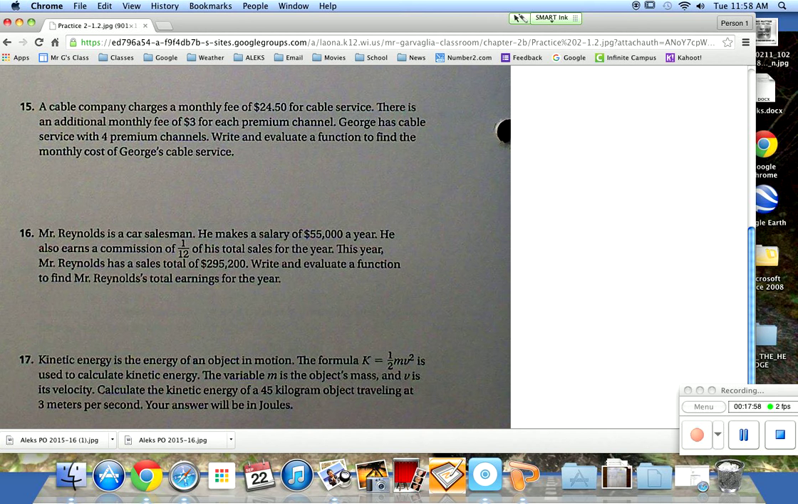All right, Mr. Reynolds is a car salesman. He makes a salary of $55,000 a year. He also earns commission of 1/12 of his total sales for the year. What would be X, do you think, in this case? This year, Mr. Reynolds had sales totaled $295,200. That was his sales total. That's not how much he made. Write it and evaluate the function to find Mr. Reynolds' total earnings for the year.